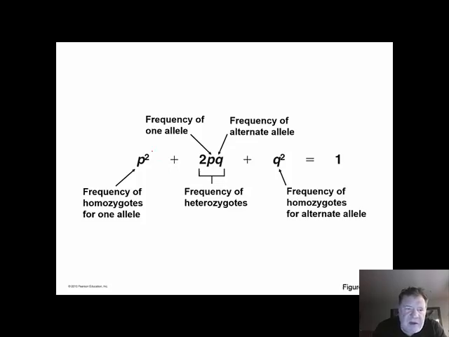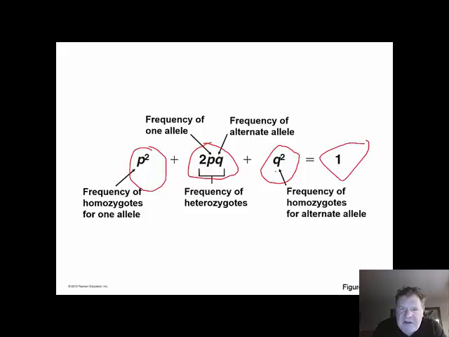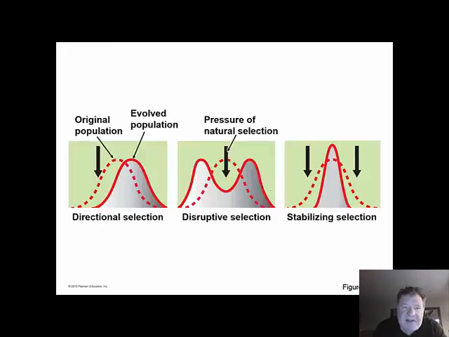This is the Hardy-Weinberg equation. This is the frequency of homozygotes of one allele, the frequency of homozygotes of the other allele, and this is the frequency of your heterozygotes. Again, this is always going to be 1. And so these frequencies will remain stable unless something else acts upon them. That something else would be evolution. And here we're looking at evolution: directional selection, disruptive selection, and stabilizing selection.